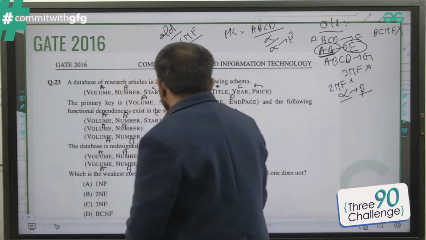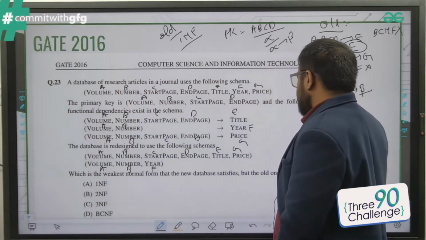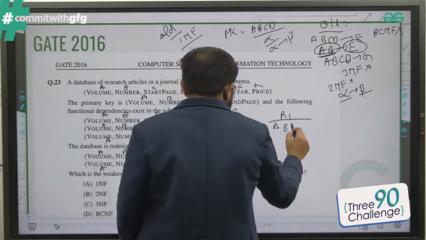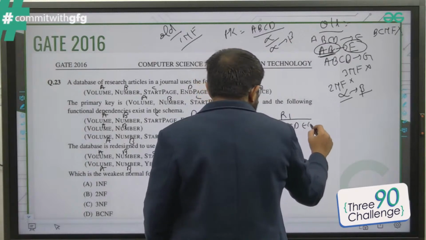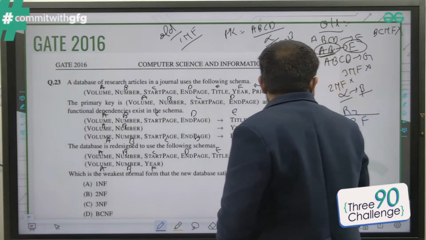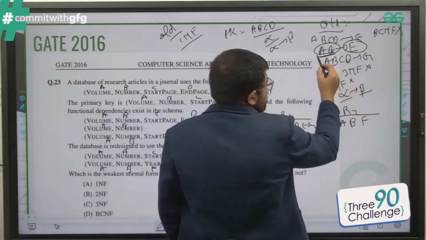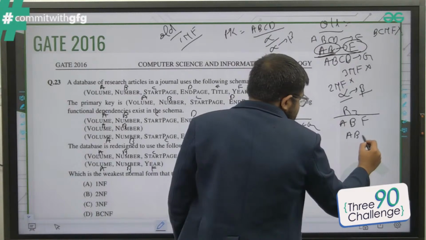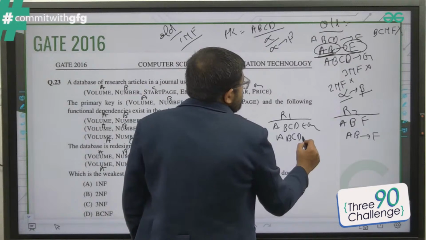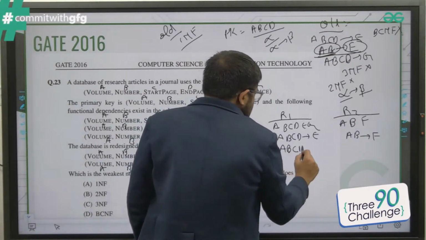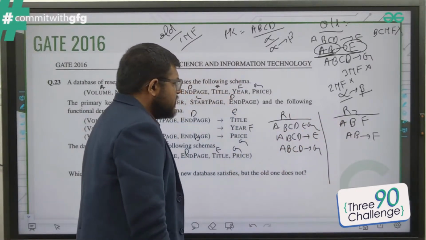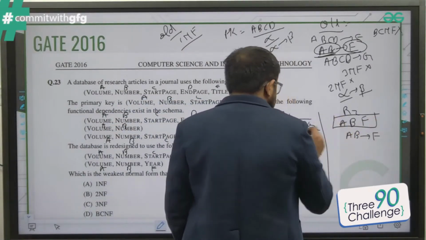Now for the new, how have they designed it? R1 contains A, B, C, D, E, and G, and R2 contains A, B, and F. Now, from the old functional dependencies, R2 will satisfy A, B gives me F. And in R1, A, B, C, D will give me E, and A, B, C, D will give me G. So these are two different relations with two different functional dependencies.